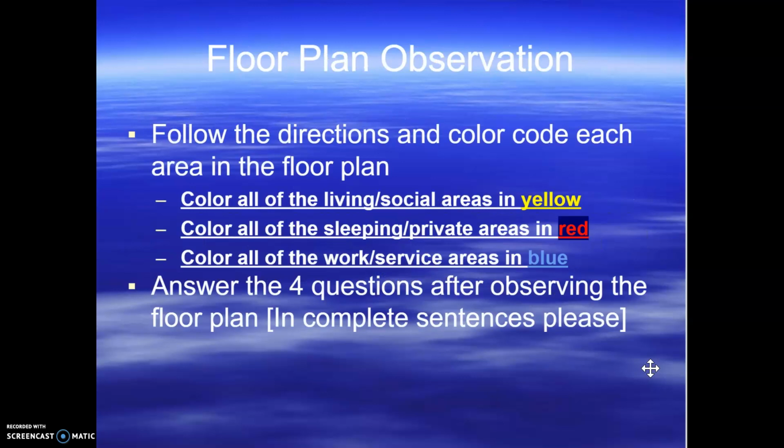As you turn to the next page, you will see an example of a floor plan. Go ahead and follow the directions on this page, and what you'll first do is color code each area in the floor plan. So you'll want to color all of the living and social areas yellow, the sleeping private areas in red, and the work and service areas in blue. After you've done that, go ahead and answer the 4 questions.